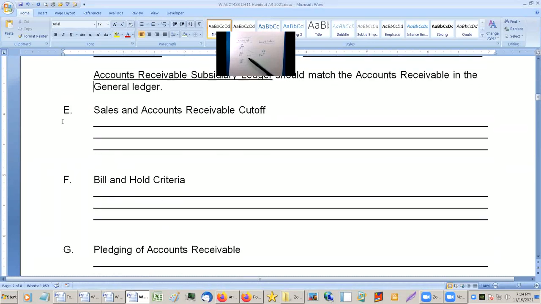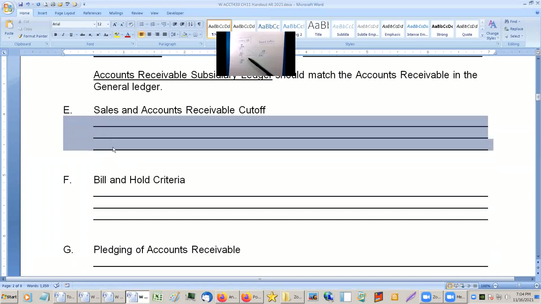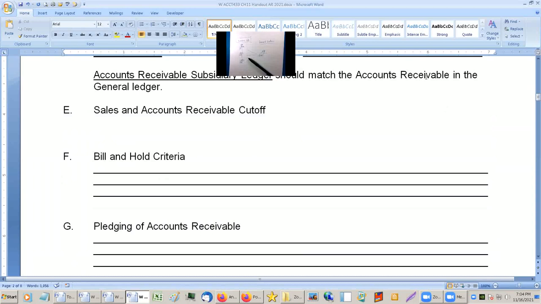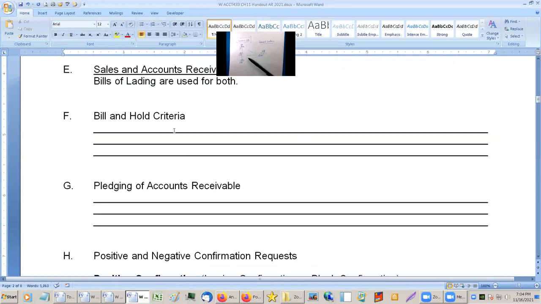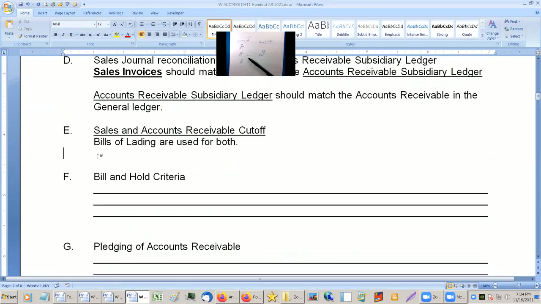sales and accounts receivable cutoff. I'm going to be very brief with this one because we're going to do one later. Those lines are used for both. Sales and accounts receivable go hand in hand, and bills of lading are used for both, which we'll talk about later. Okay, let's stop here.